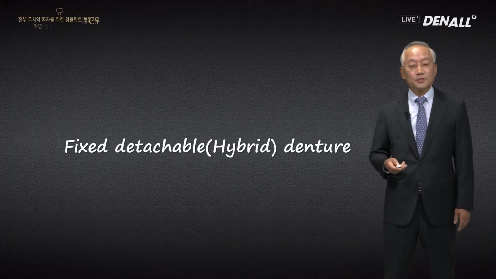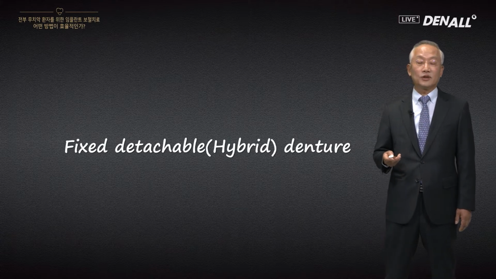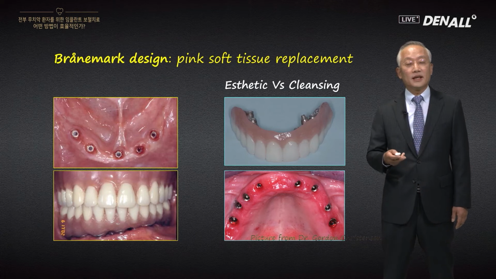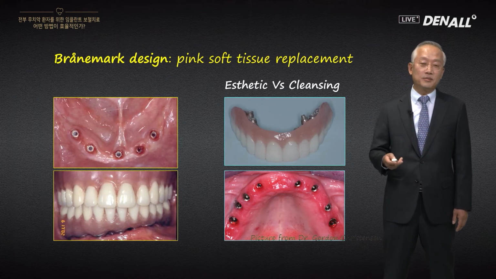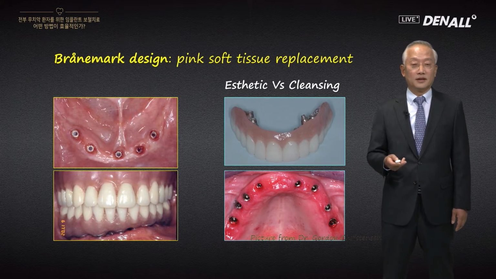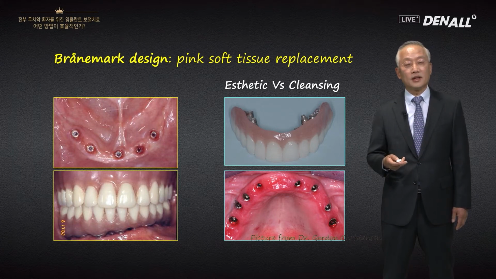Second is fixed but denture type. Fixed detachable denture. This is also called hybrid. This design has been shown when Dr. Bronemark first introduced implant to us. And this was repeatedly used even up to this day. It is still being used today.